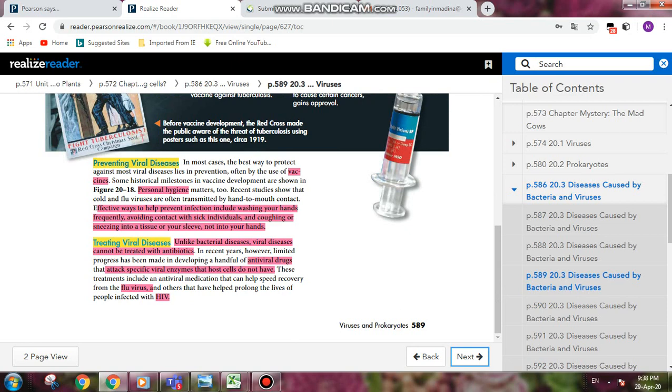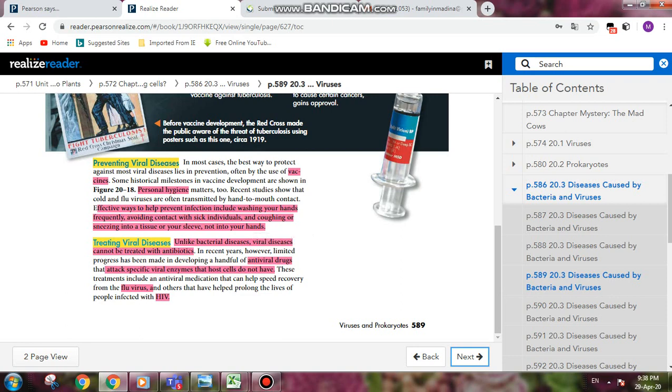Okay, but how can we prevent viral diseases? There are some vaccines, not as many as for bacteria, but most viral diseases have vaccines. Also personal hygiene, like we are saying, including washing your hands frequently, please girls, and avoiding contact with sick individuals. Whenever you cough or sneeze, put it into a tissue or in your sleeve, not your hands, because if it is on your hands and you touch anything, you can transmit the virus.